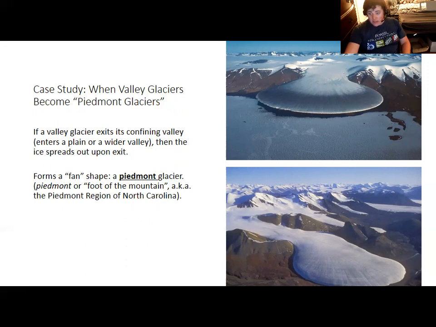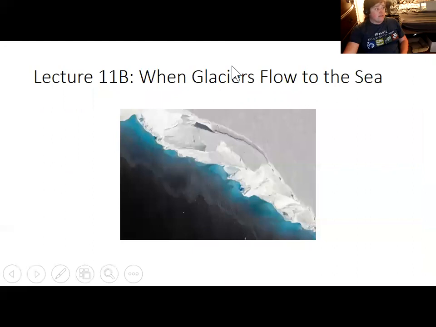Now, the Piedmont glacier is a particular format that you see a fair bit in Antarctica, and I think they're rather picturesque. We'll talk more about what happens to some glaciers that do actually make it all the way to the sea and don't spread out as Piedmont glaciers in the second half of this lecture.